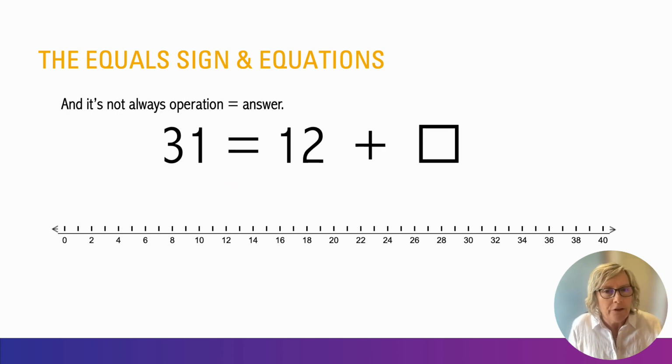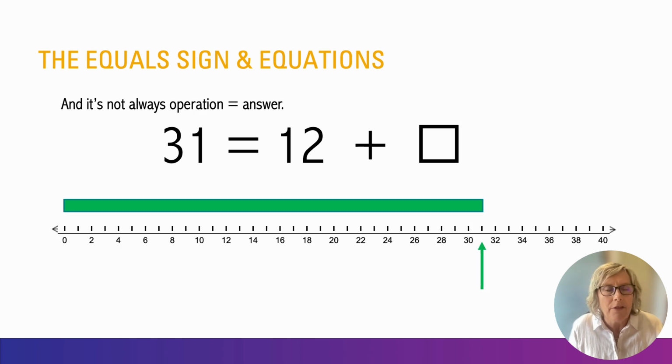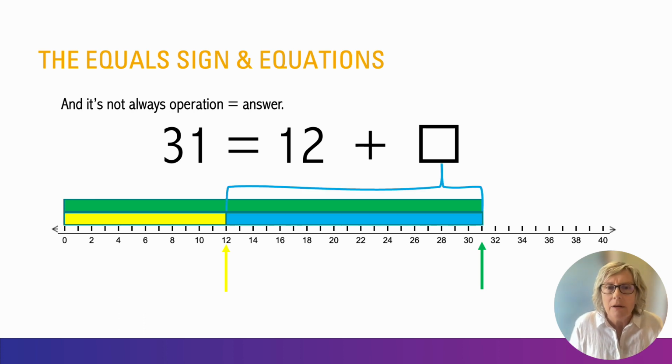Presenting the equation in a different order. So here we have the whole. The next value we have is a part. We can see the unknown, and you can use a strip to represent the unknown if you want to. And then finally, let's find the value of it.